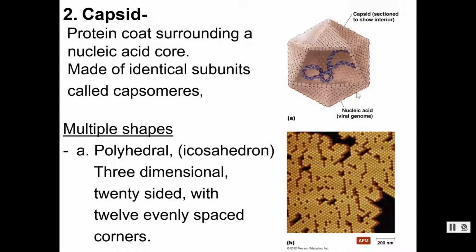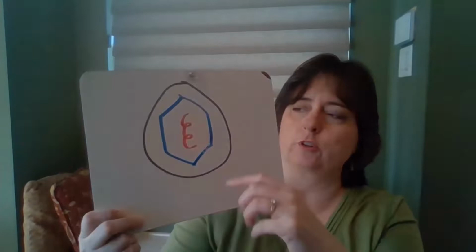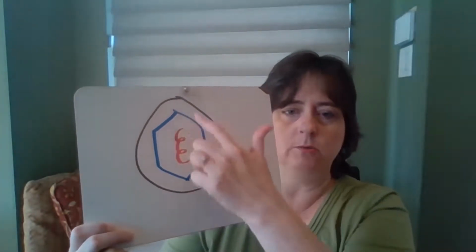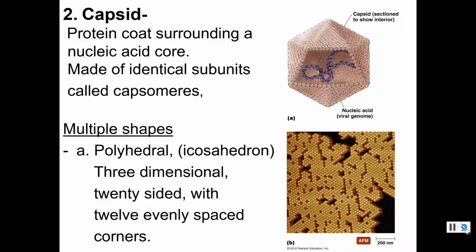Now there's a couple of different shapes. Different viruses have different shapes. One is this polyhedral shape here. It's technically an icosahedron. It's three-dimensional, has 20 sides and 12 corners. So this is a polyhedral shaped capsid, and this is the one that I kind of did a two-dimensional structure with this kind of shape to it. But again, it's a polyhedral icosahedron. So that is one type of capsid that we see in viruses.